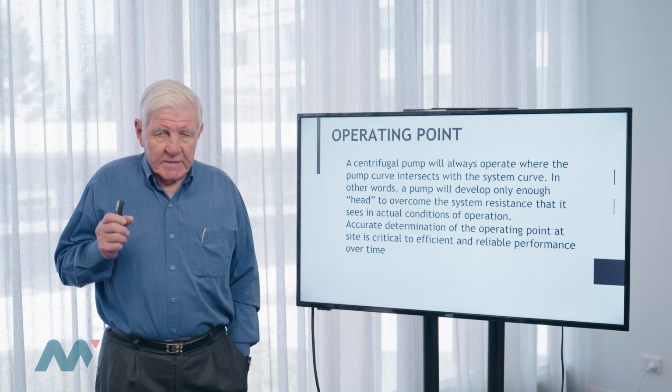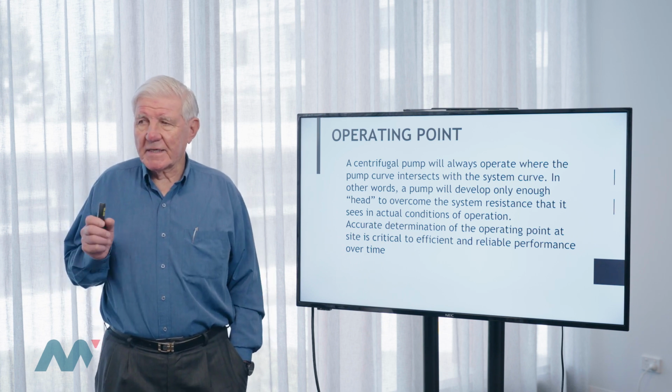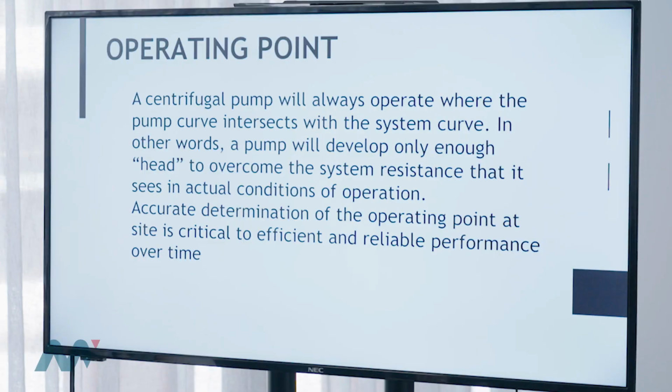You should understand that a centrifugal pump will always operate where the pump curve intersects the system curve on site, not one you've calculated back in the design office. Okay? So the pump will develop only enough head to overcome the system resistance that it sees in actual operating conditions. So accurate determination of the operating point is critical if you're going to get the pump selection close to the best efficiency point.